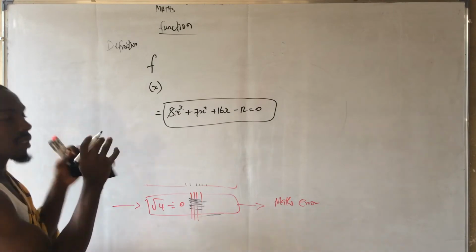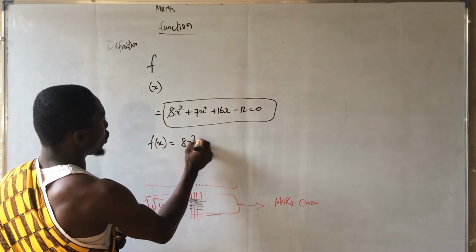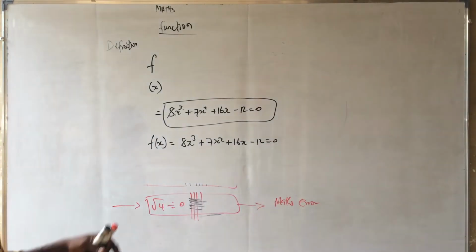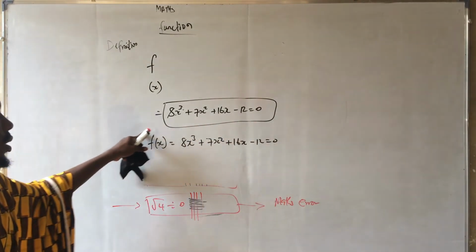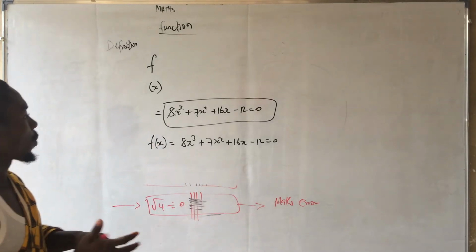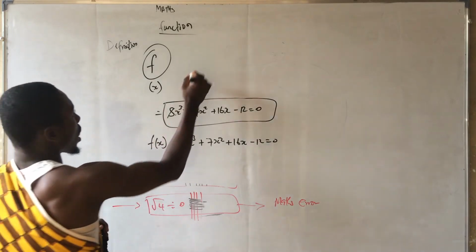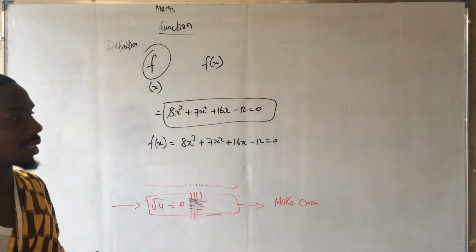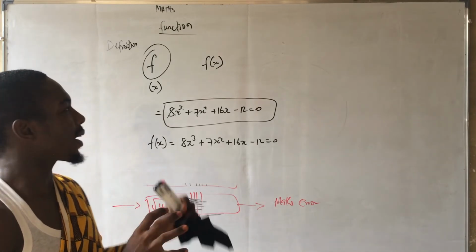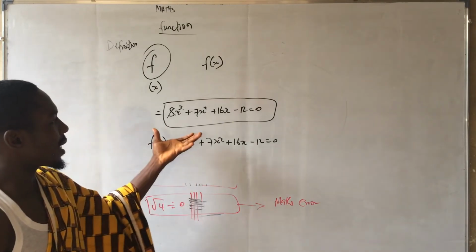Now by the time we put all of this together, we say that f of x is equal to 8x cubed plus 7x squared plus 16x minus 12. Now, what is this? This is a function of x. When we have something like f of x, it is the value of number that the function has assigned to the variable x when being evaluated at the given function.